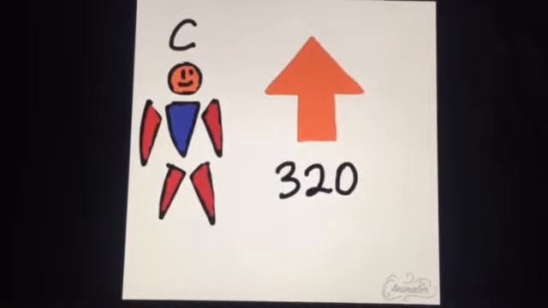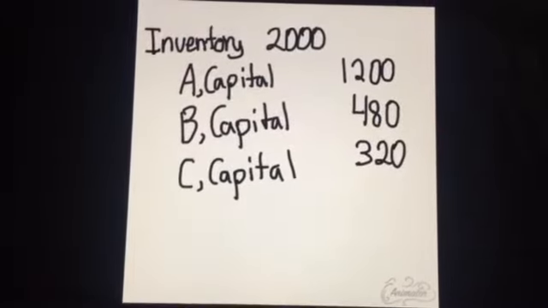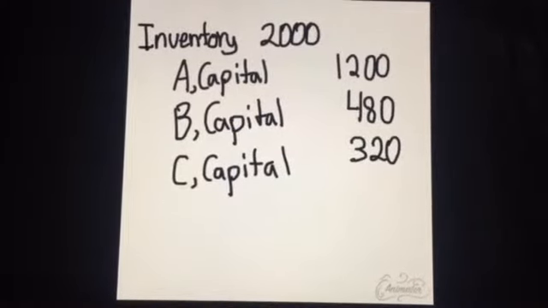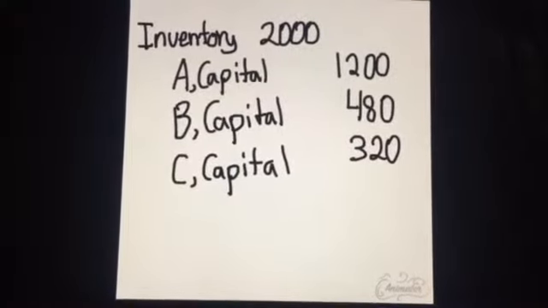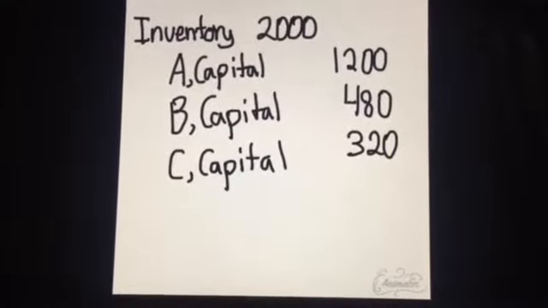So our journal entry for this one is a debit to inventory for 2,000, which is the investment of Mr. A, a credit to A capital, which is 1,200, a credit to B capital amounting to 480, and also a credit to C capital amounting to 320.